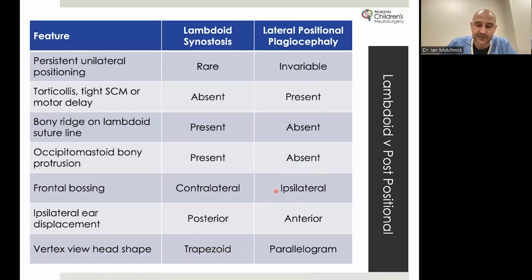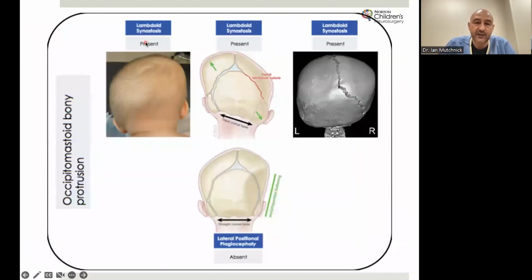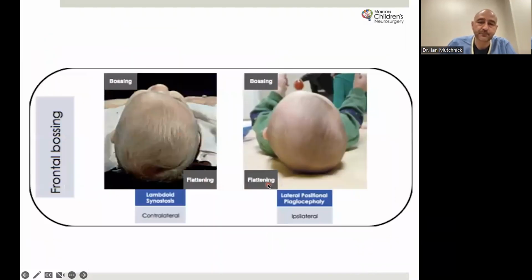Again, we'll have some pictures in a second. So here is lambdoid synostosis. You can see the occipitomastoid prominences are uneven here. And here's a CT scan showing the loss of the normal suture, of the lambdoid suture. In positional plagiocephaly, these occipitomastoid prominences are even, and there's just flattening.